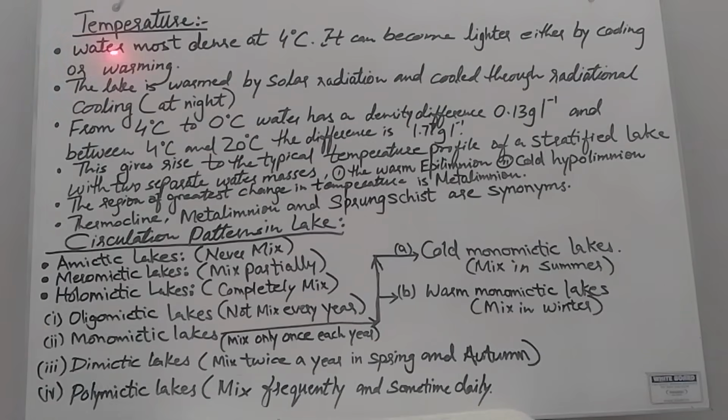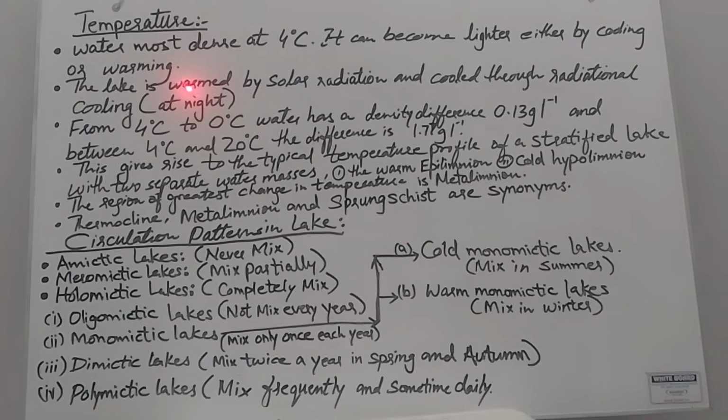So water is most dense at 4 degrees centigrade. It can become lighter either by cooling or warming. Meaning if water is at less than 4 degrees, then it becomes lighter, or if more than 4 degrees centigrade, that will also become lighter. So the greatest density will be at 4 degrees centigrade.